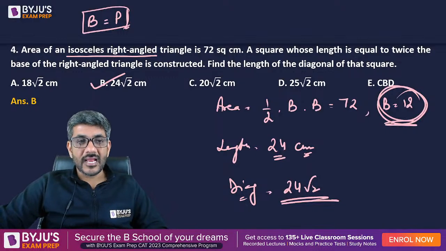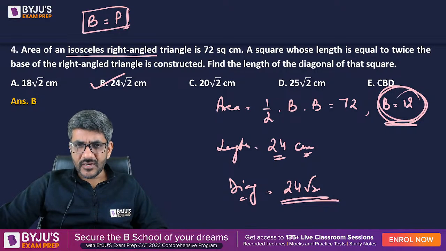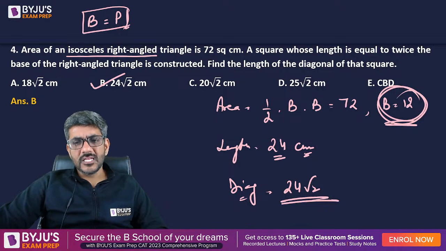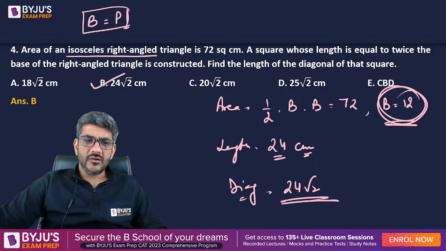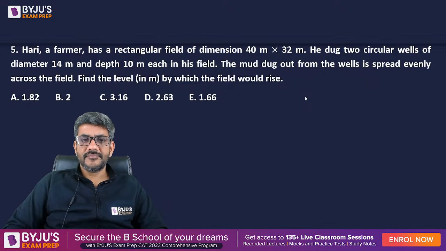24 root 2 is the right answer for this question, which is option B. Okay, should have been done fast enough. काफी simple सा question था, काफी जल्दी answer इसका आ जाना चाहिए था. Okay, that was question number 4. I'll move ahead now to question number 5. Question number 5 on your screen is here now.